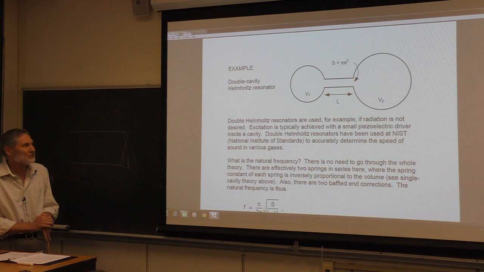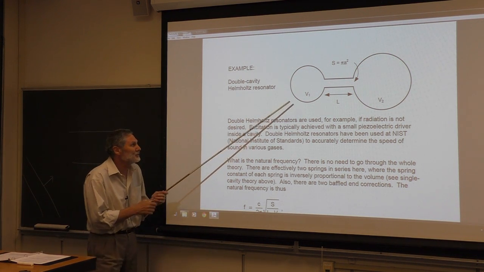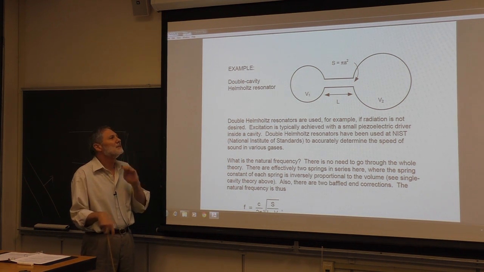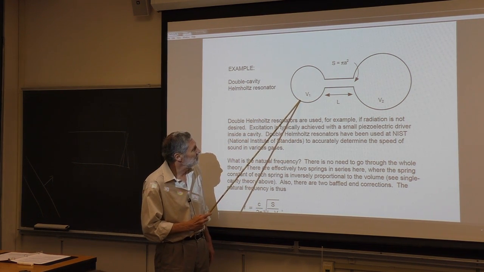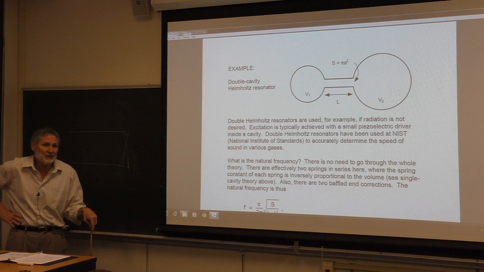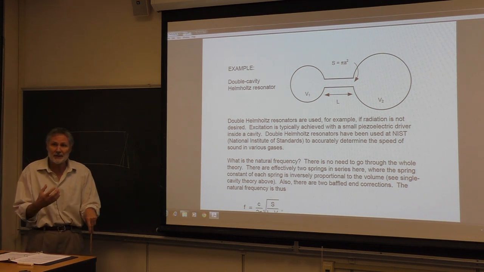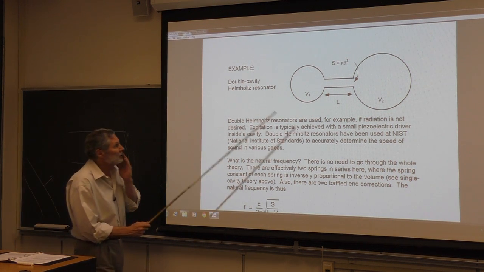All right, so here's some examples. This is a double cavity Helmholtz resonator. And I distinctly remember hearing a talk on this at an Acoustical Society meeting. I can't remember his name. Some guy from NIST was in a group, and they were exciting, probably with a little tiny piezoelectric driver in here, the Helmholtz mode here, and measuring the frequency. And they were getting out the speed of sound. From the speed of sound, you can get the ratio of specific heats, right? Or if you're very confident in that ratio, you can get the density. You can get thermodynamic information, basically. So they were doing that.